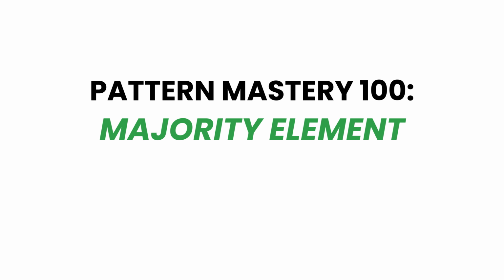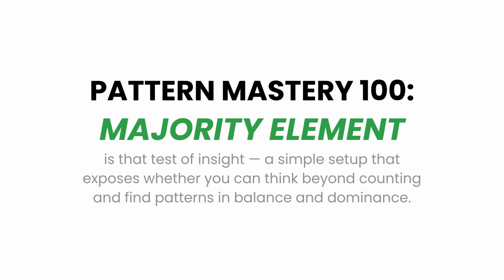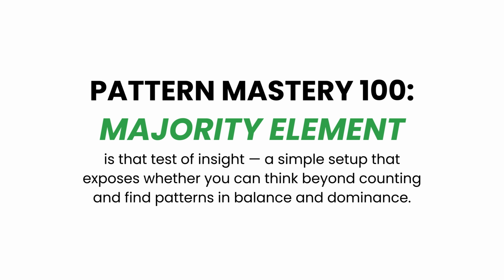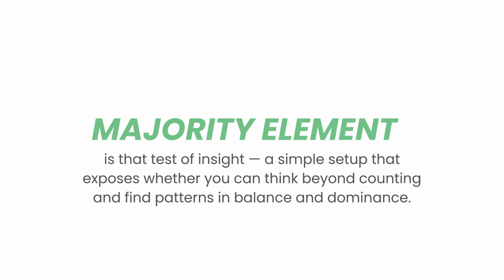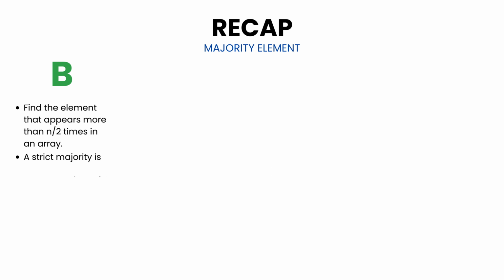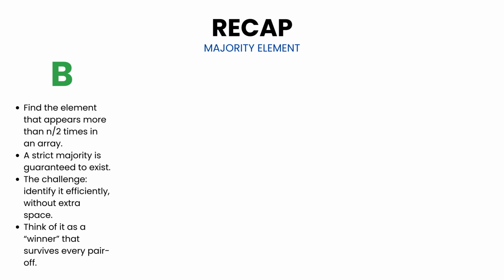Majority element. Let's do a recap. Ever face a problem where one number seems to quietly take over the whole array? Majority element is that test of insight, a simple setup that exposes whether you can think beyond counting and find patterns in balance and dominance. Breakdown recap. Conceptually, we're finding the element that appears more than half the time in an array. Because that majority always outnumbers the rest, even if we cancel out every pair of different elements, the true majority will still remain in the end.